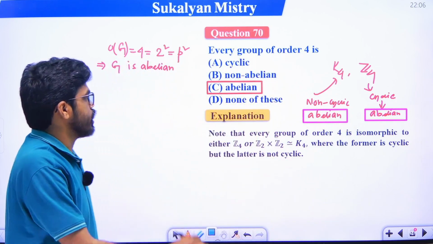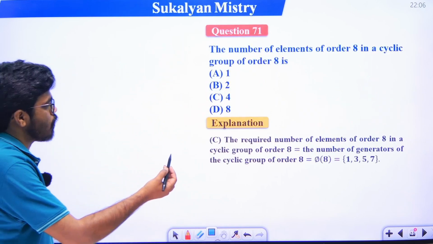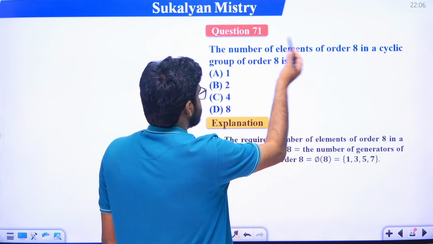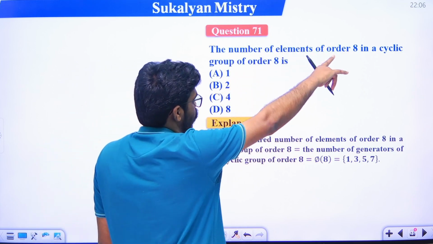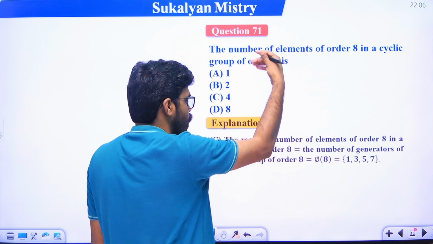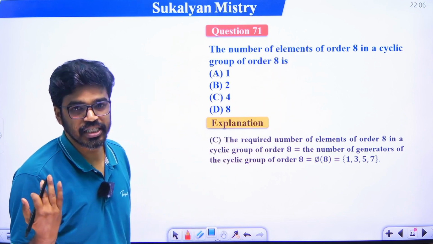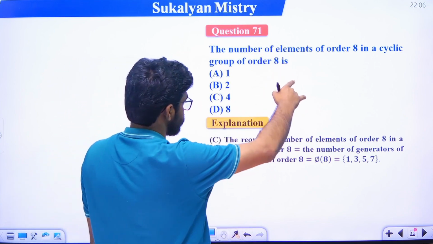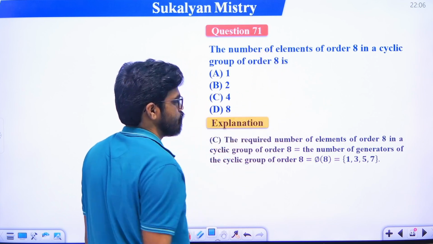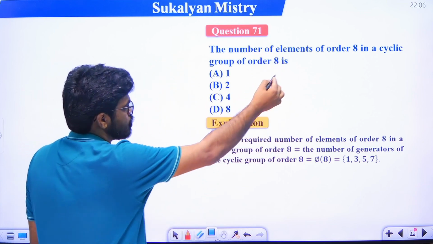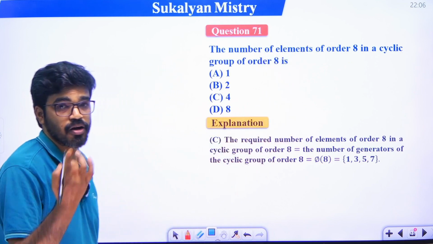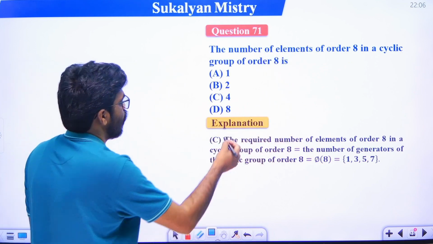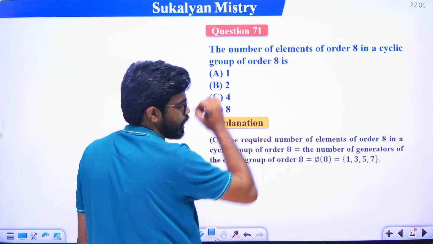Okay, so next problem, the number of elements of order 8 in the cyclic group of order 8. That means we have to calculate the number of generators of this group of order 8. That means we have to calculate the number of generators of the cyclic group of order 8.